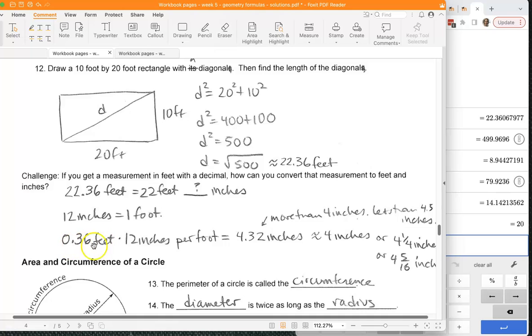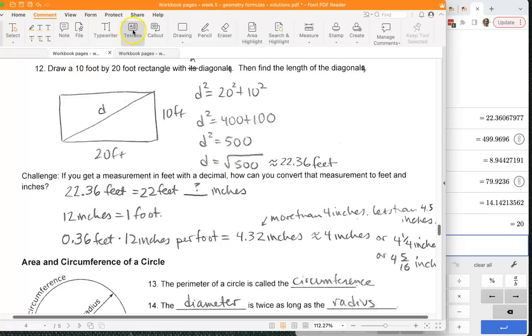You take 0.36 times 12. And it doesn't even come out clean that time. It's 4.32 inches. So you now know that you're over 4 inches. So, 22 feet and a little over 4 inches. And this is actually about 5/16 of an inch.